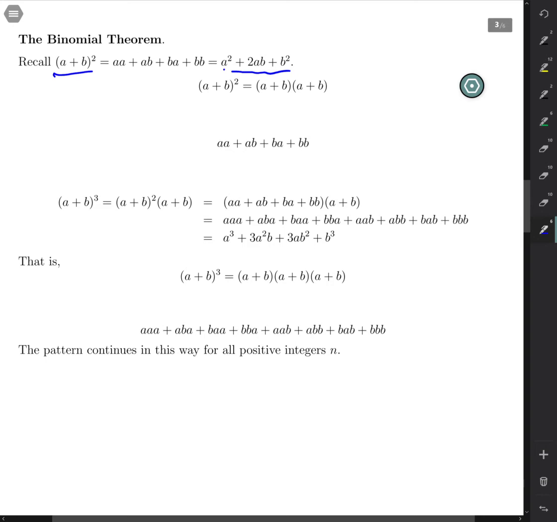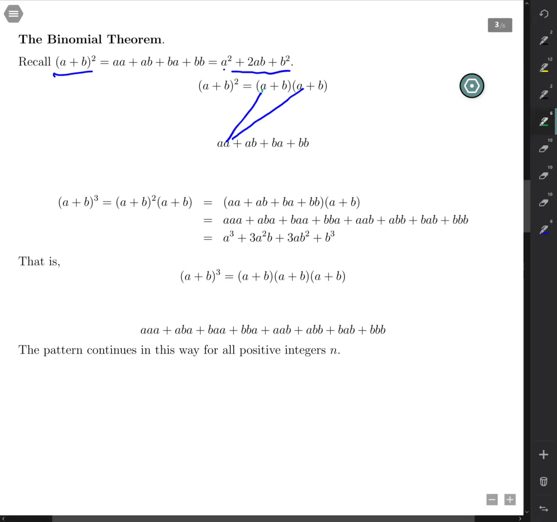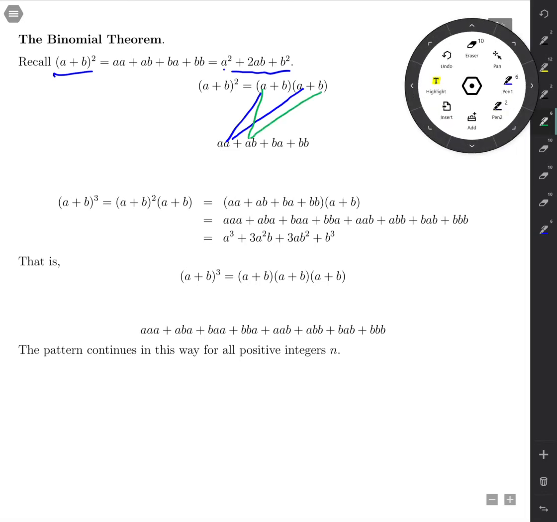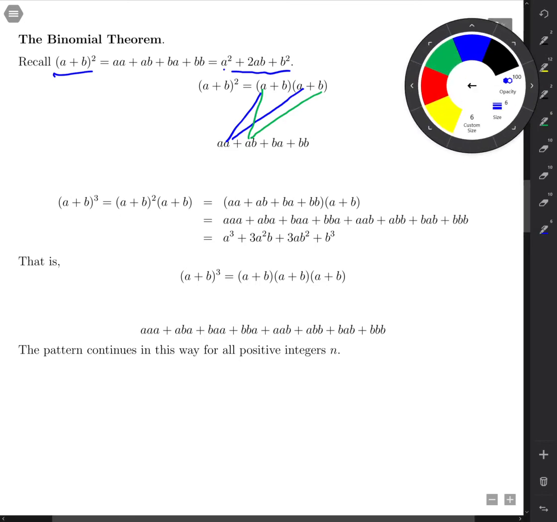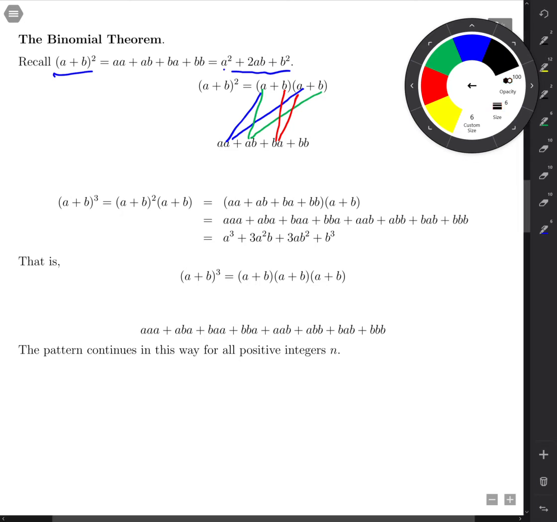And notice that these terms, the first one here comes from taking the a's from both of those. The second one comes from taking the a from the first one and the b from the second one. The third one comes from taking the b from the first one and the a from the second one. And the last one, let's just go to black and take b and b. That means taking the b from both the first and the last ones there.